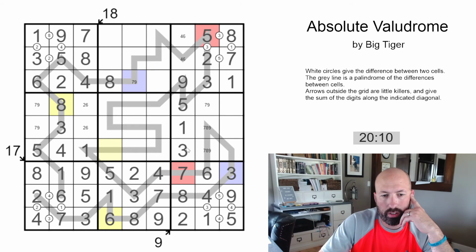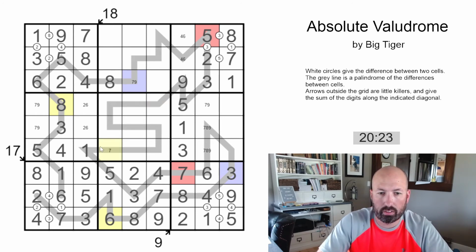Okay, so this can't be 1, 3, 4, 5, 6, or 8. It could be 2, but you'd have to have an 8 up here, which you can't do. It could be 7 with a 3 up here. That would work.